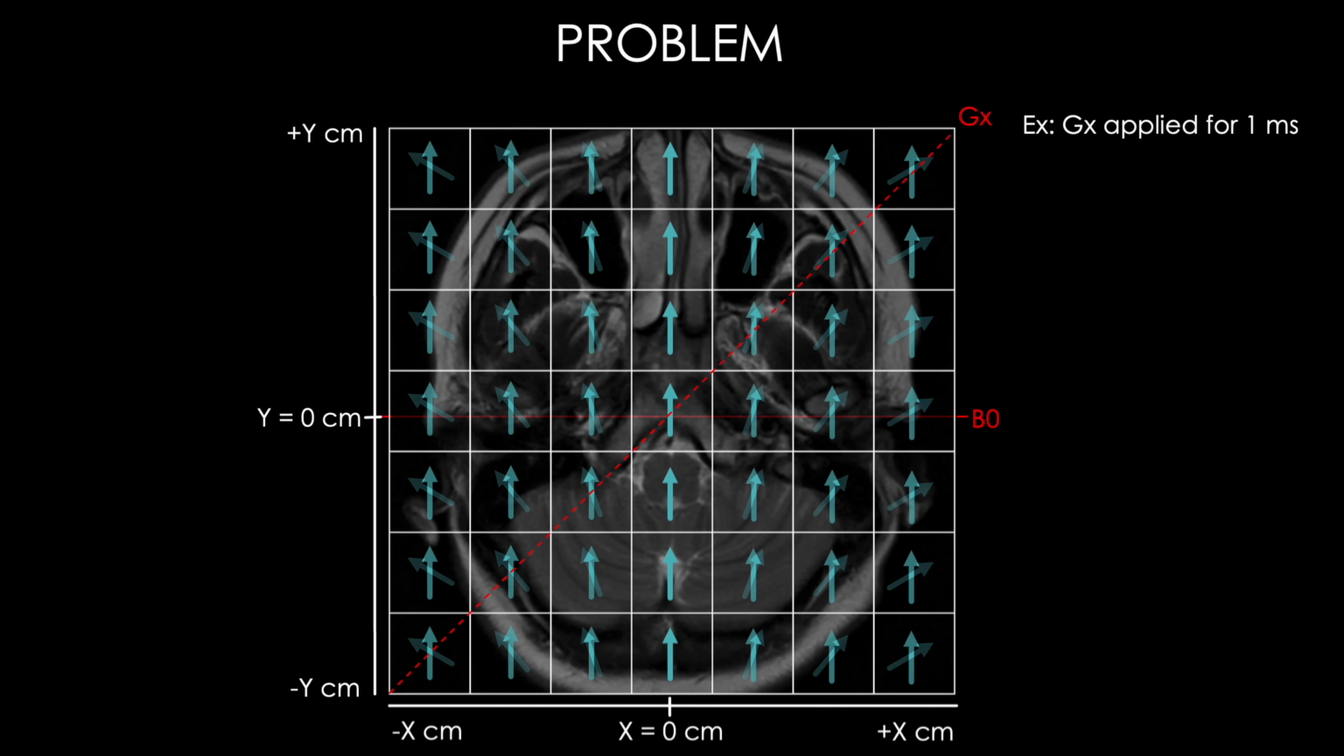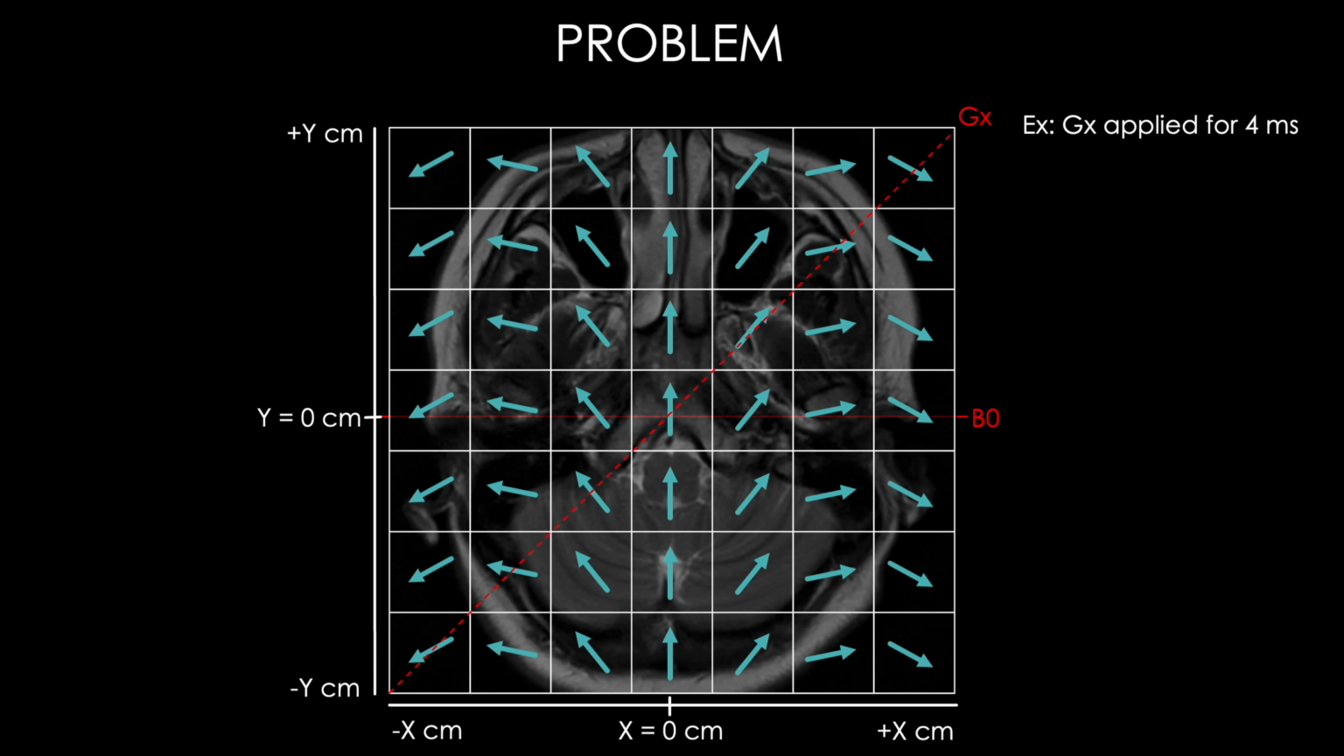What happens if we apply this gradient field for a longer duration than the previous example? Let's say for 4 milliseconds instead of 1. As logic would have it, we'll get even more dephasing across the x-axis of the slice, decreasing our signal even further.